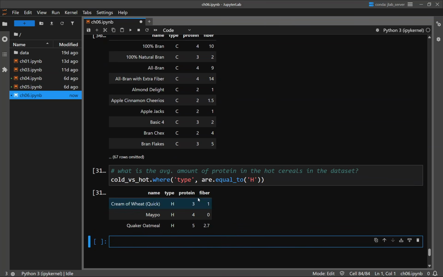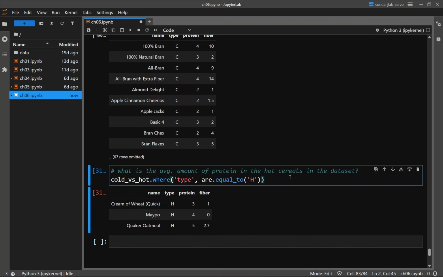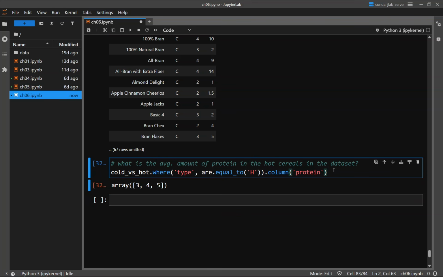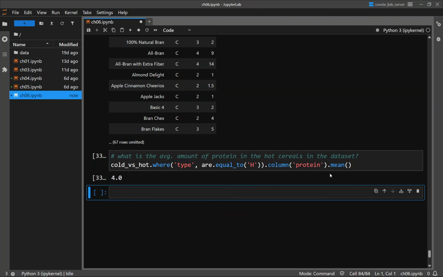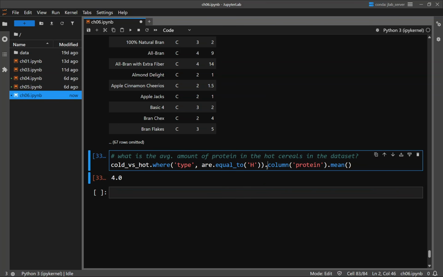There are only 3 of them in the data set, so maybe this isn't a very good representative sample, but that's okay. We can get their protein column. Here's every protein value, grams of protein in a serving, and we can do the average. So 4 grams of protein on average for hot cereals. Then we do the same thing for the cold cereals.